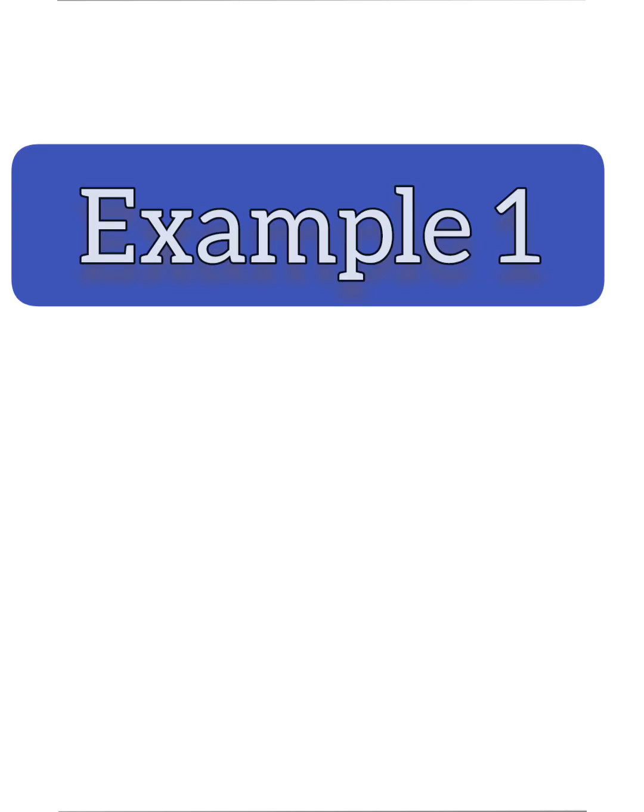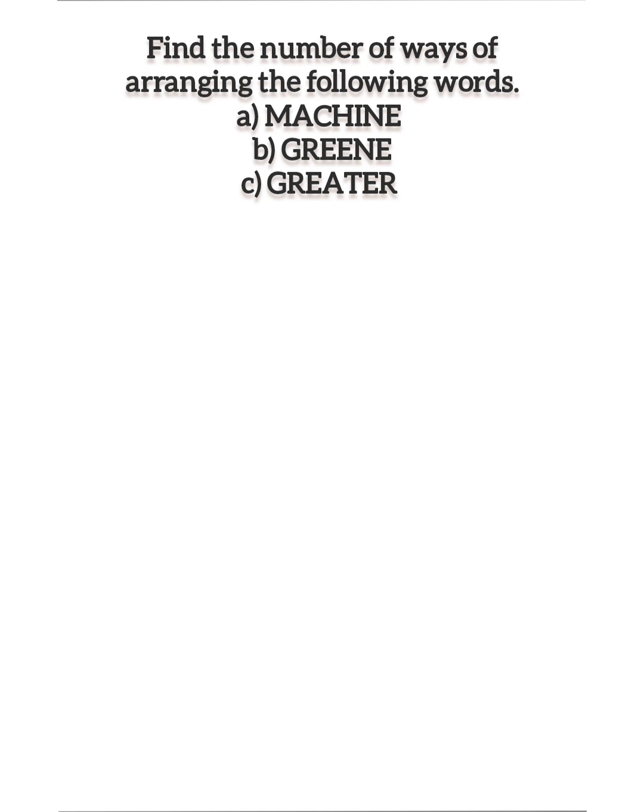Example 1. Find the number of ways of arranging the following words. A. Machine. B. Grain. C. Greater. So let's work with A. In A, the word is machine. Now how many ways can we rearrange the word machine? Take note that we are interested in nPn because there are 7 alphabets and we are going to rearrange the 7 alphabets. So the number required is 7 and the total number of objects is also 7. So it's nPn. Why? Because n is equal to r here.